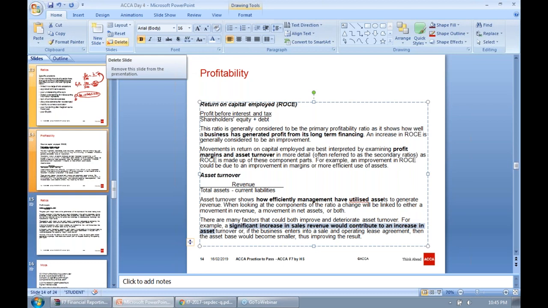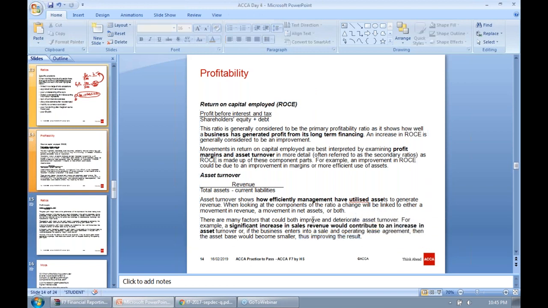So if there is a significant increase in sales revenue, it could be due to a decrease in the price, or it could be a decrease in the demand in the market. If the business entered into a sale and operating lease, meaning the company is going to rent its properties, then the asset base would become smaller and thus improve the results. So the examiner wants to say that sometimes you see an increase in a particular ratio, and it could be a genuine rise or it could be an artificial or fake rise. So you have to mention that this is because of the operating lease, not because we are performing so well. It is actually because we have obtained some assets on a rental basis.